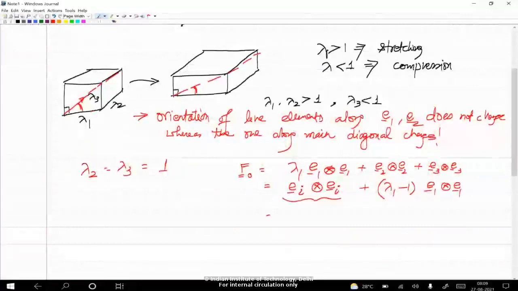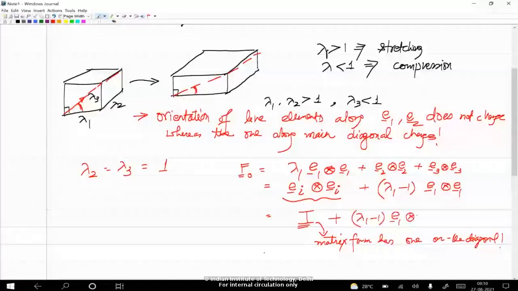And this first term is the tensor notation for the identity tensor. The identity tensor is the one to which whatever vector you apply, you get back the same vector. That is the definition of the identity tensor. Its matrix form is the unity matrix, a matrix with one on the diagonal and off-diagonal entries all zero. So what you see is that this looks like I plus lambda 1 minus 1 times E1 tensor product E1. This is also called uniaxial stretching.